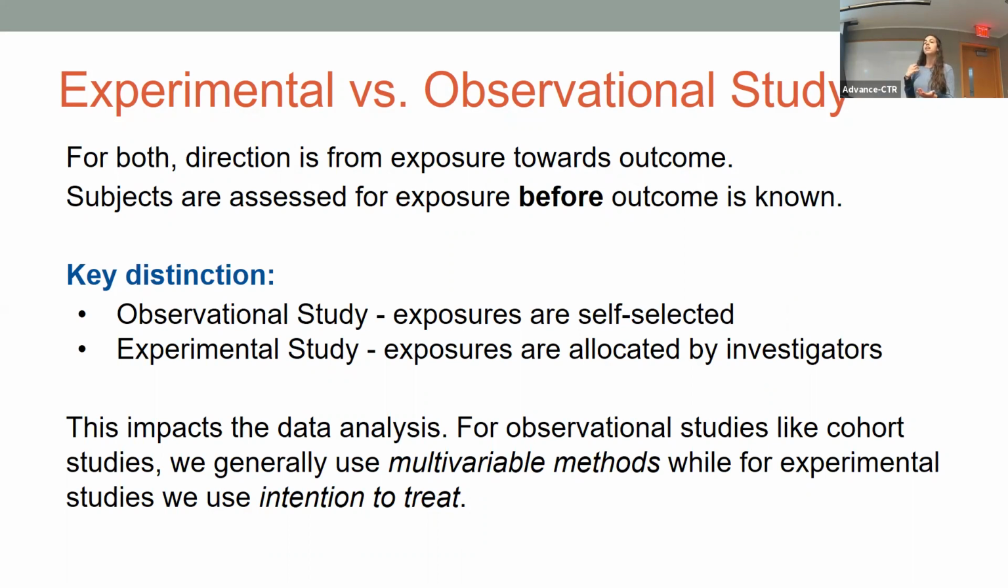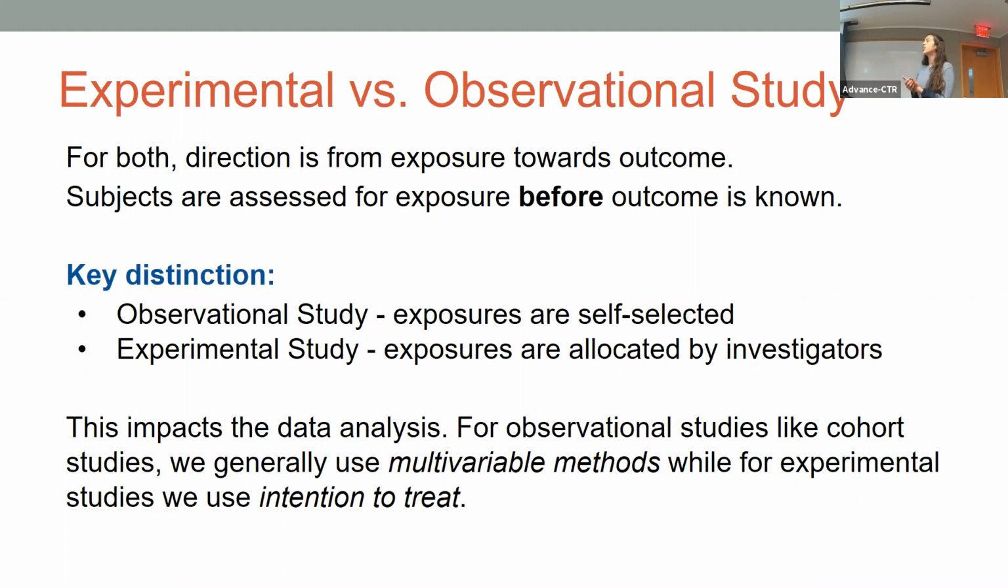So really understanding this distinction: while in an observational study the exposures are going to be self-selected, in an experimental study the investigator decides who's exposed and who's not exposed. The reason why I think sometimes people might confuse these two is because in both a cohort observational study and an experimental randomized trial, the direction is from the exposure towards the outcome. But the way in which individuals were originally exposed is the distinction here.